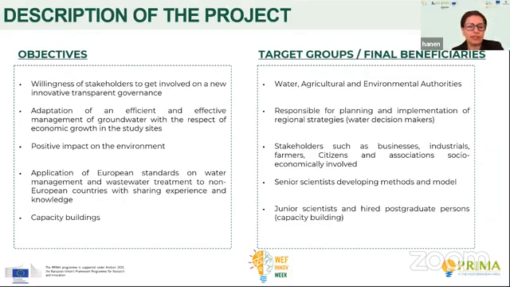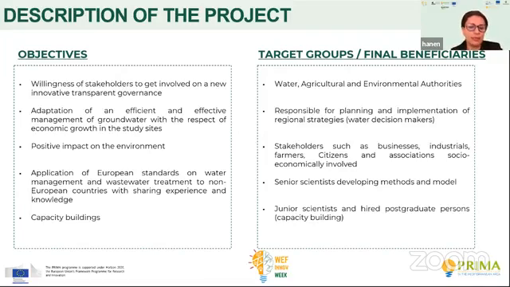The first one is the willingness of stakeholders to get involved of a new innovative transport governance. Our target groups is the water, agricultural, and environmental authorities. The second objective deals with adaptation of an efficient and effective management of groundwater with the respect of economic growth in the different study area. Our beneficiary is responsible for planning and implementation for regional stakeholders, who are known as water decision makers. The third objective deals with the positive impact on the environment, as I said previously, and different stakeholders are involved, such as industrials, farmers, citizens, and ONG are also invited to be involved in this project.